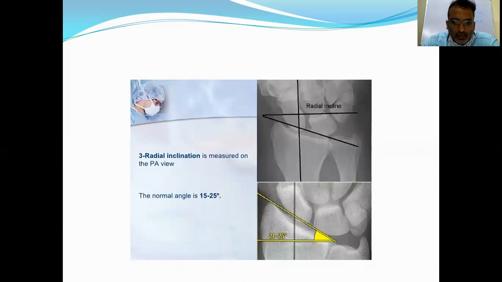The radius is inclined at an angle in alignment with the scaphoid and lunate. As I have told you previously, the radius articulates with the scaphoid and lunate, forming the radioscaphoid joint and radiolunate joint. So radial inclination is around 21 to 25 degrees. What is important is that this inclination should be maintained in fracture reduction. We try to maintain it in fracture reduction and while performing operations.